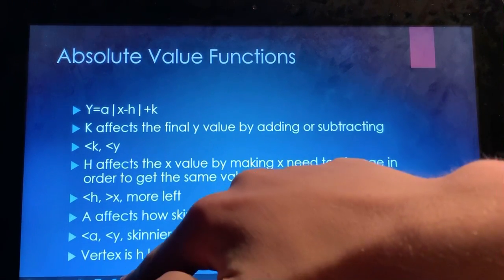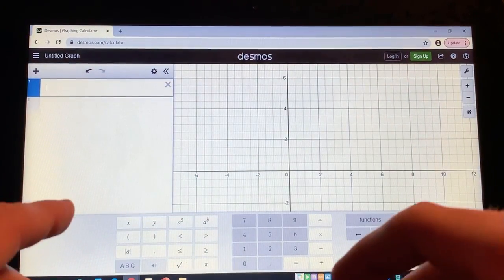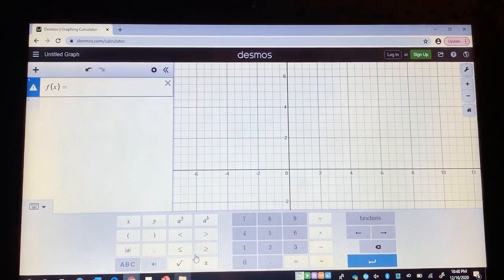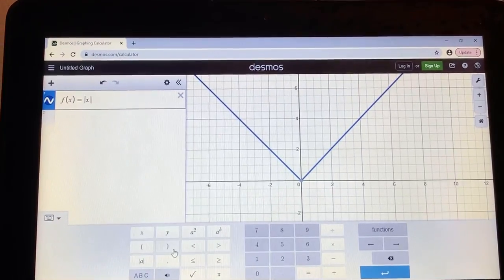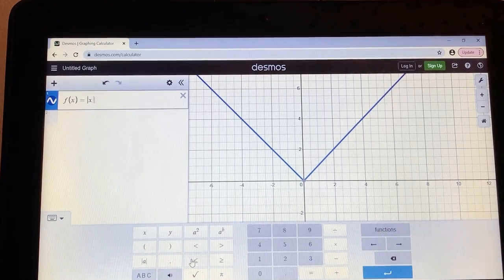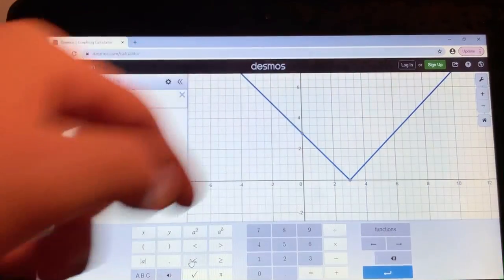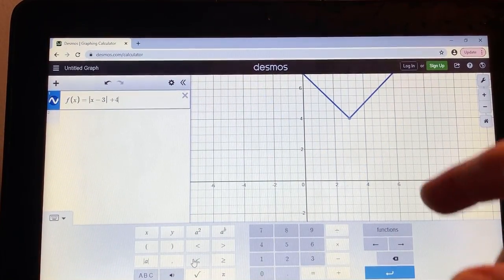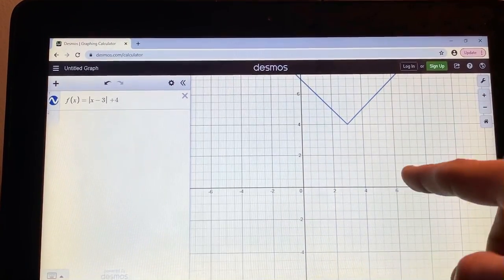Now we go to Desmos. Now let's say we have f of x equals absolute value of x. Here we have this function. That's what it looks like. Now, let's say I did x minus 3. That would move it over to the right. And then I did over here plus 4. That would move it up 4. And as we can see, the vertex, that dot right there, is at (3, 4).